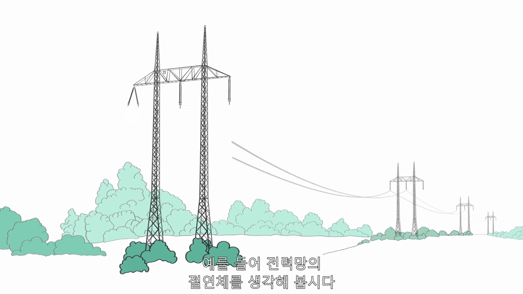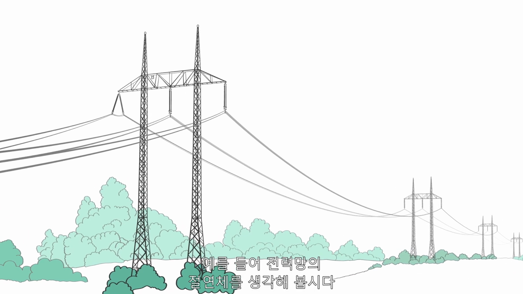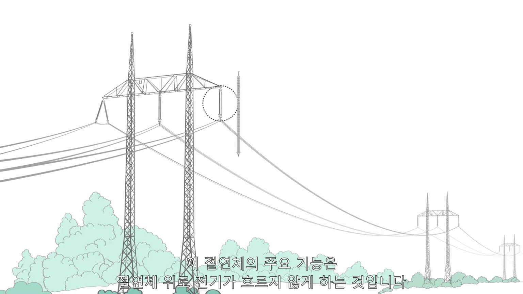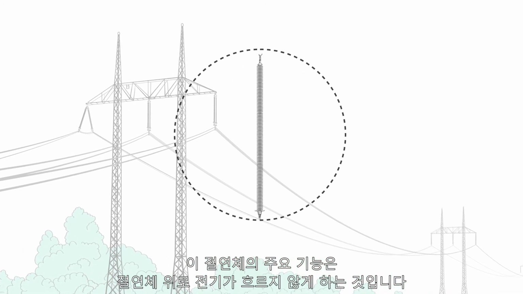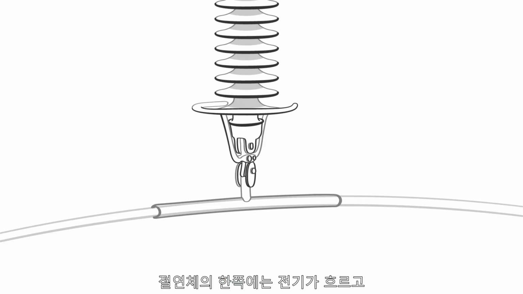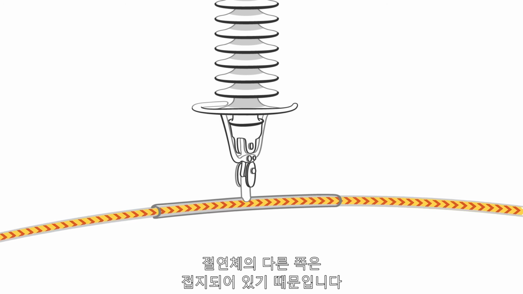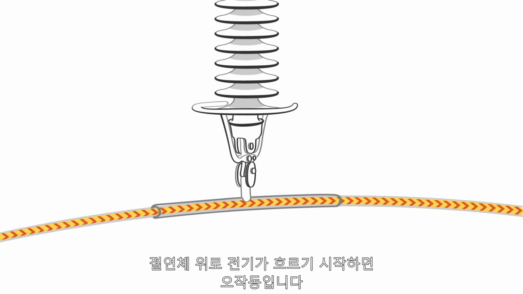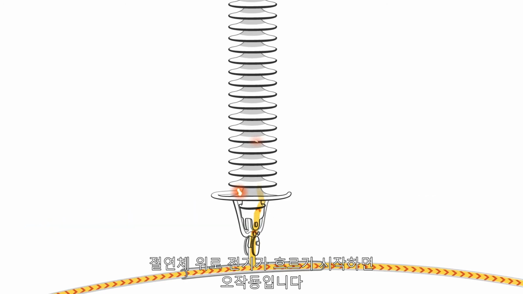As an example, consider an insulator in a power grid. The main function of this insulator is to ensure that no electricity flows over it, as electricity flows on one side of the insulator while the other side of the insulator is connected to the ground. If electricity begins to flow over the insulator, it is malfunctioning.